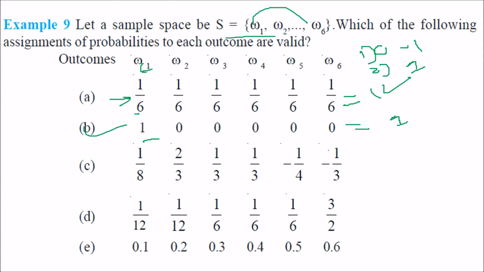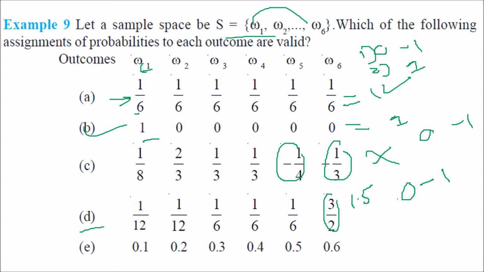What about C? These are negative numbers. We cannot take this. This is unacceptable, because each probability has to be between 0 and 1. Next is D. This 3 by 2 is 1.5. You cannot have 1.5 because it can only be between 0 and 1.